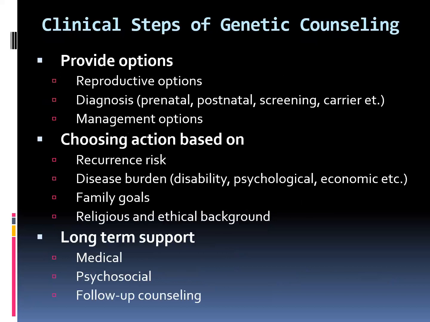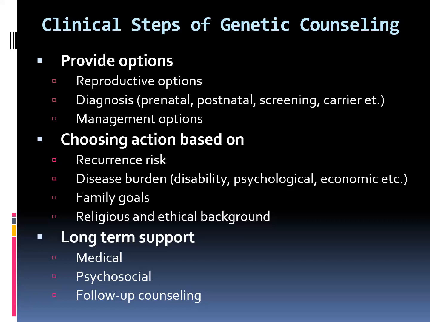Then we provide options for those who are coming for consultation. The options will be reproductive options, then diagnosis. If we have a diagnosis for this case, either prenatal or postnatal, if there is a screening program to diagnose this case earlier, and if we can even diagnose carriers by examining both parents. And what are the management options available? And then choosing action: the decision to take an action will be taken by the family itself.